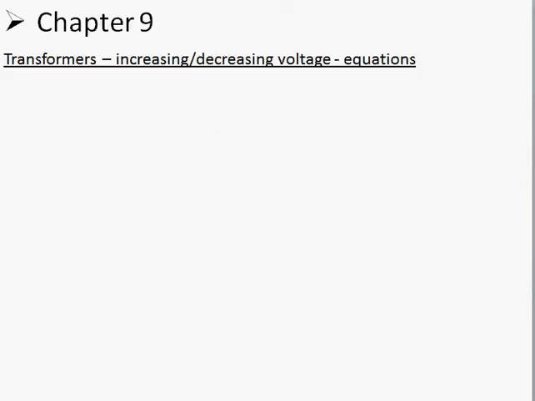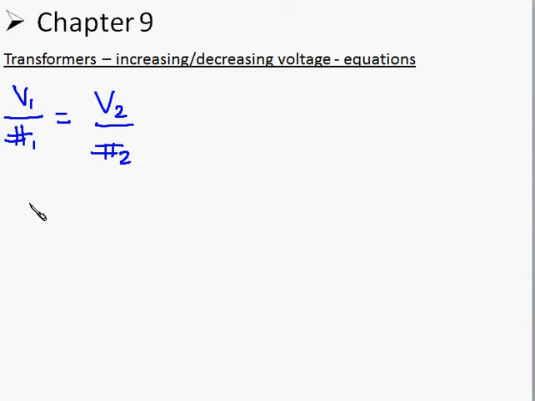For transformers, there's a couple of equations that are important on page 222 and 223. And these are the voltage in, which they are showing as the primary voltage. We can show that as V1 over the number of turns equals the voltage going out over the number of turns on the outward side. All right, these will be very important. These are for transformers, when you're stepping up or stepping down voltage.